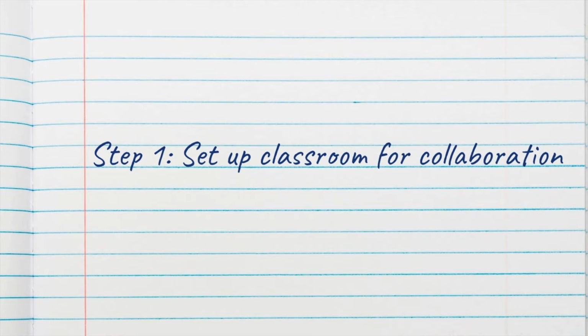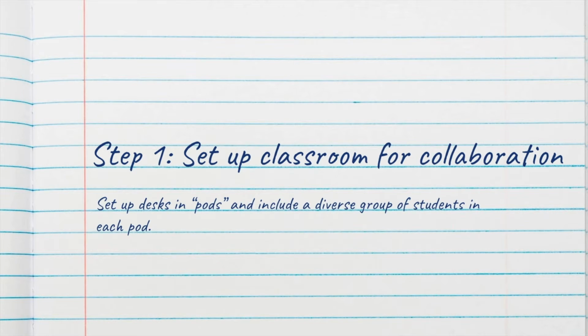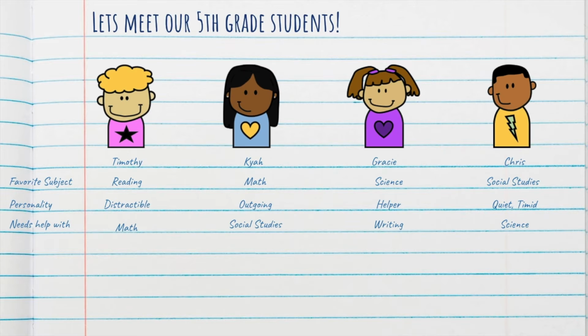The first step is to set up your classroom for collaboration. The best strategy here is to set up desks in pods or desk clumps to promote an interactive environment and encourage students to communicate and work together. Each pod should include a diverse group of students. So let's meet our students.